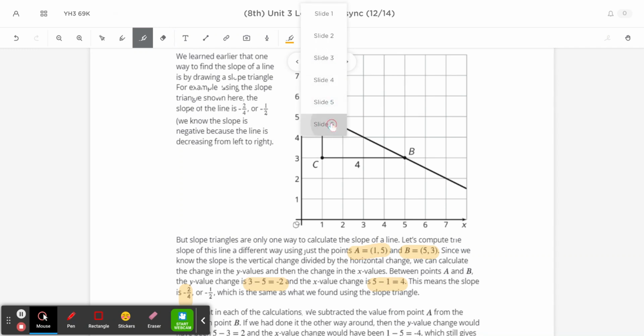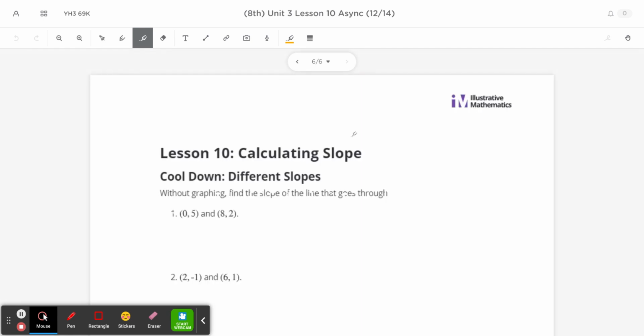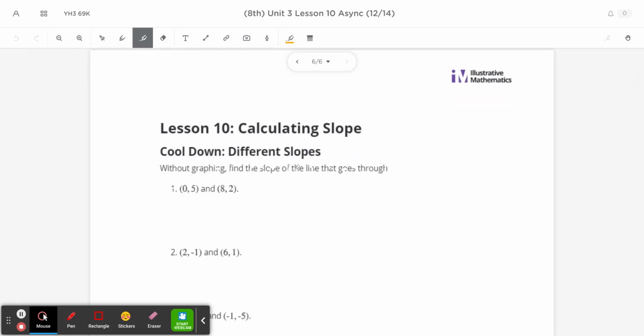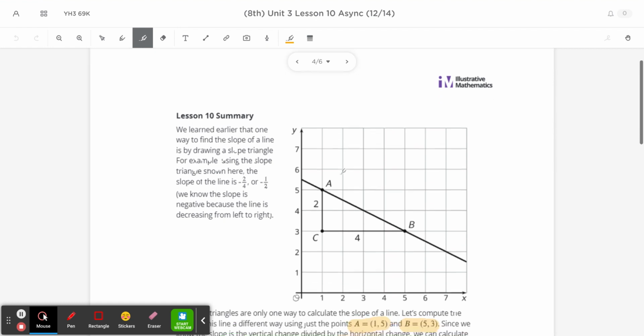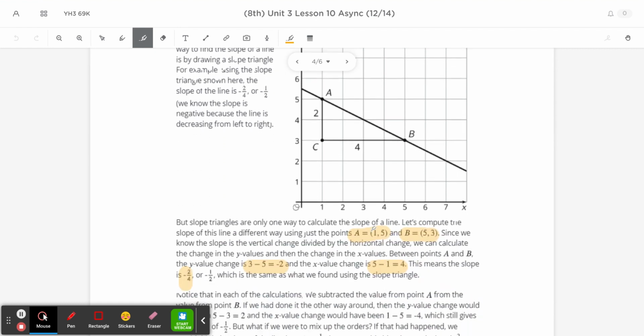Your last step in Class Kick today is to complete slide 6, calculating slopes. You need to find the slope of the line that goes through each of these points. If you get stuck on the cooldown at any point, I suggest coming back to slide 4, which gives you the notes on how to calculate those slopes.